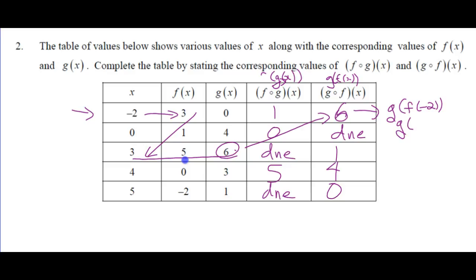Because I don't have to work this out. They didn't give me a function. They just said when x is negative 2, g is 3. g of 3, and then I go down here, g of 3 is 6, and that's what goes there, okay?